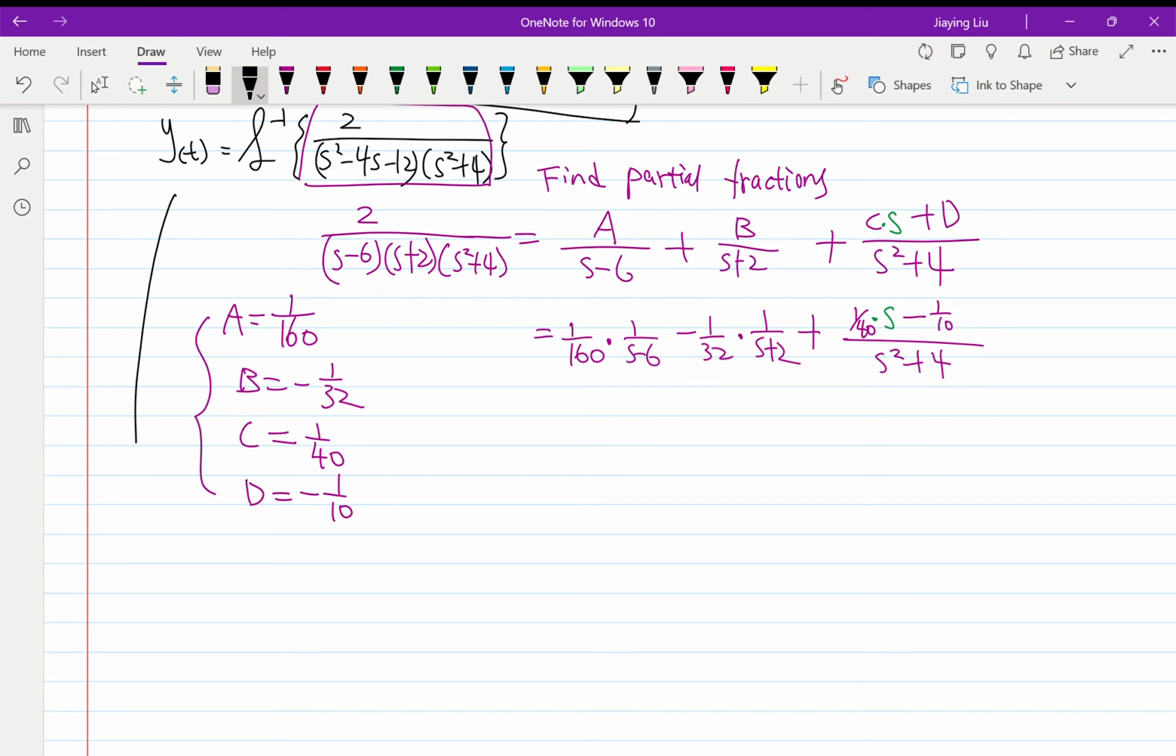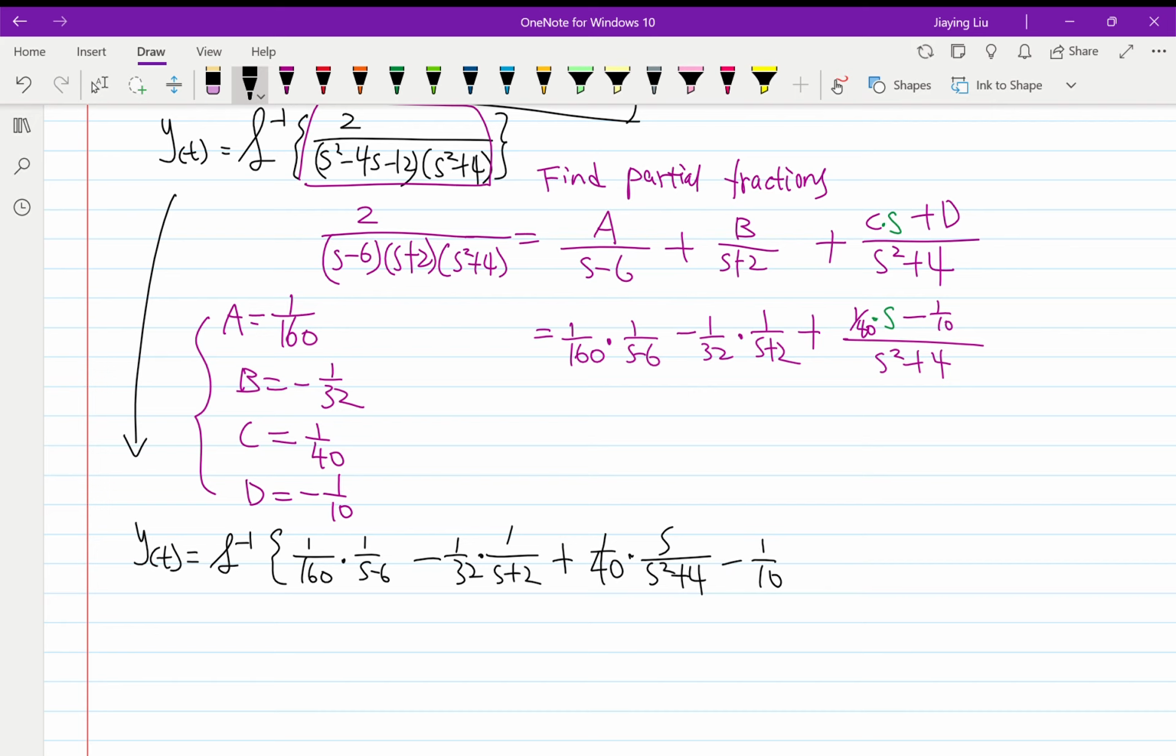So now we can solve for y of t. So y of t equals inverse Laplace transform of, so I'm going to rewrite this. So it's 1 over 160 times 1 over s minus 6 minus 1 over 32, 1 over s plus 2. I'm going to split the last fraction, so that's a 1 over 40 s over s squared plus 4. And then minus 1 over 10, 1 over s squared plus 4.